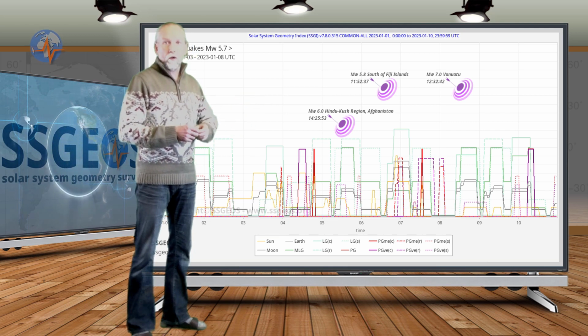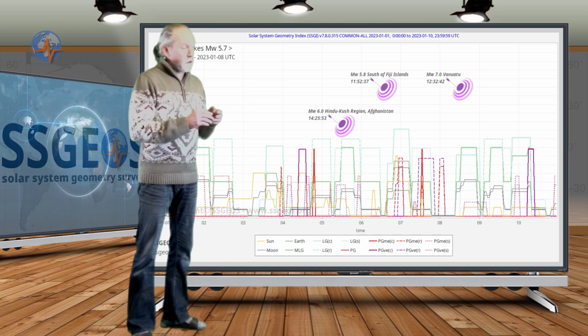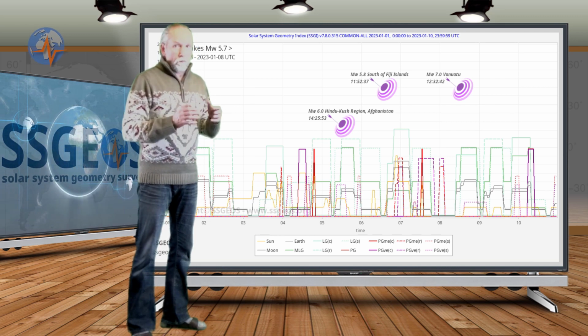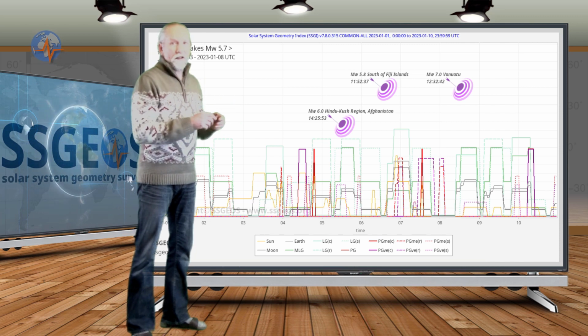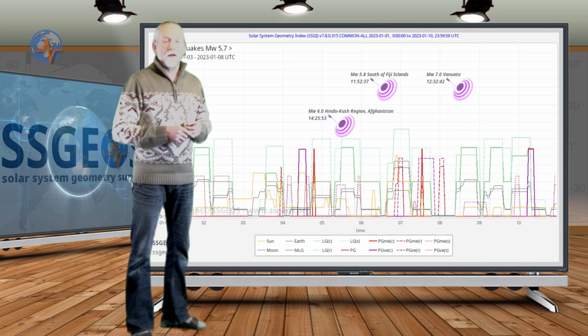This is also the reason why I said yesterday it is possible that there will be larger seismic activity, possibly later on the 8th, most likely around the 9th. Well, it happened yesterday afternoon, and it's very well possible that we will not have additional larger seismic activity today.